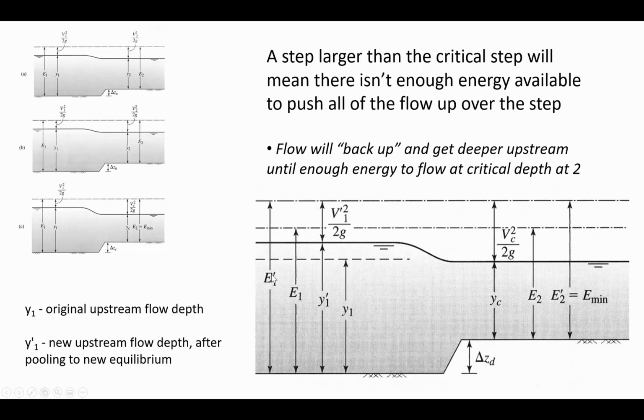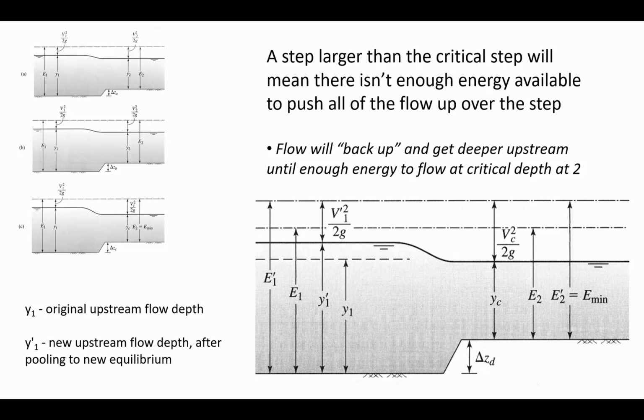So E prime 1 is the amount of specific energy after pooling occurs upstream. And so then that's the new amount of specific energy that will have enough energy available to get over this obstruction. So E1 was how much specific energy there was before the obstruction was encountered. But then E prime 1 is after pooling occurs. And so Y1, by the same token, is just the original upstream flow depth, and then Y prime 1 is how deep it gets after the flow is backing up.